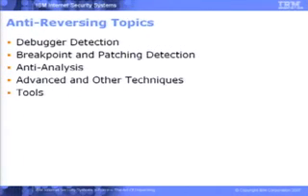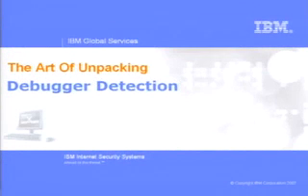So my talk is divided into several parts. The first part involves debugger detections. It is how packers attempt to detect the debugger, or if a debugger is running on the system. The other one involves identifying breakpoints or patches in the packer stub. The next one is anti-analysis, and the others are advanced techniques used by packers. And I will also briefly discuss the tools that can be used. So the first one is debugger detections.